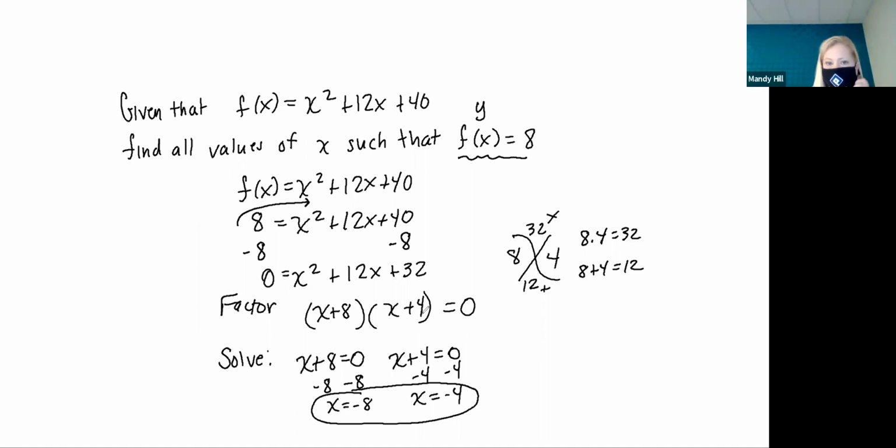This last problem is very similar to this one. Do I need to slow down? Okay, last problem.